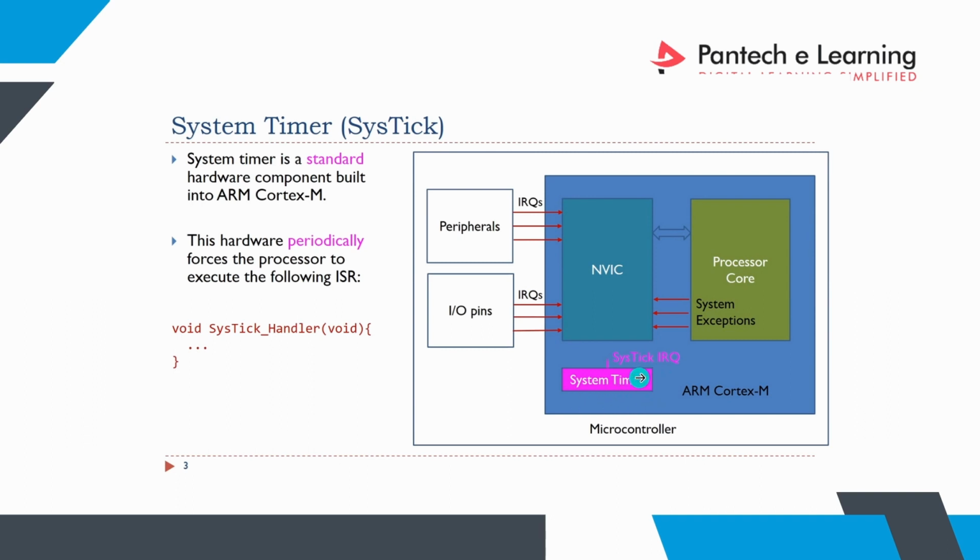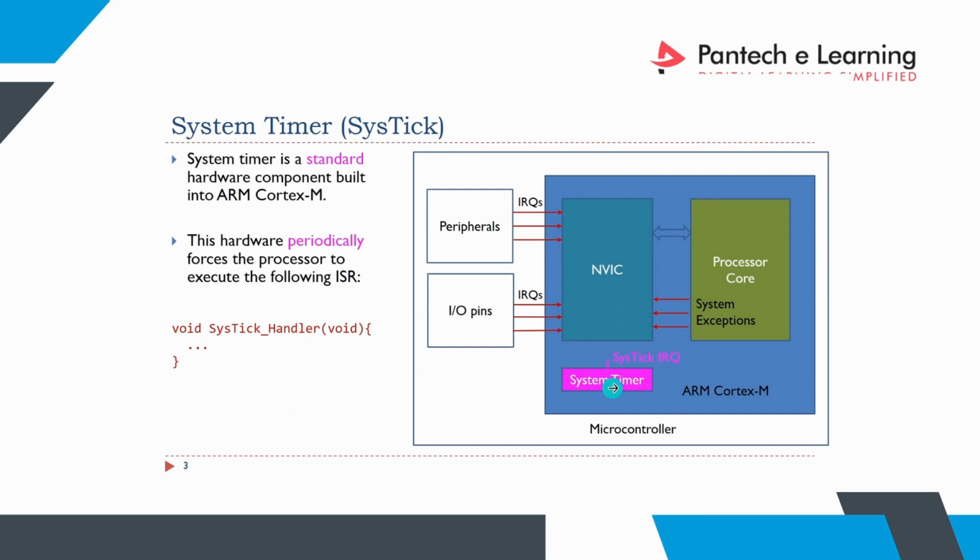The system tick is a system timer, a standard hardware component built into the ARM Cortex-M family. So all Cortex-M devices have an inbuilt hardware component, which is the system timer. This hardware periodically forces the processor to execute the following ISR. What is an ISR? Interrupt service routine.